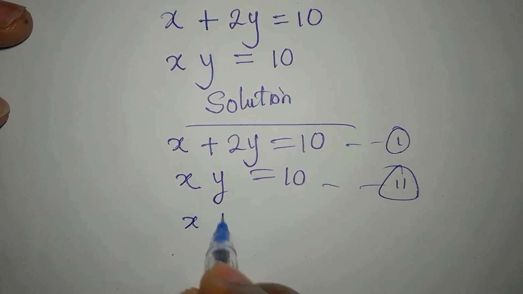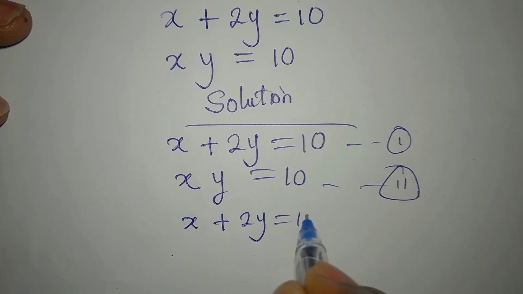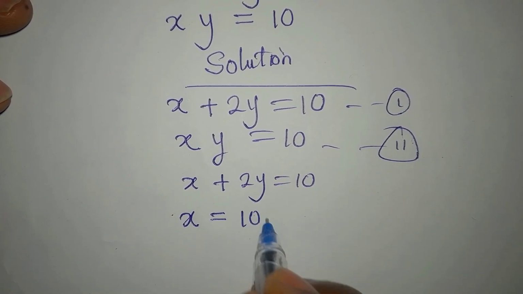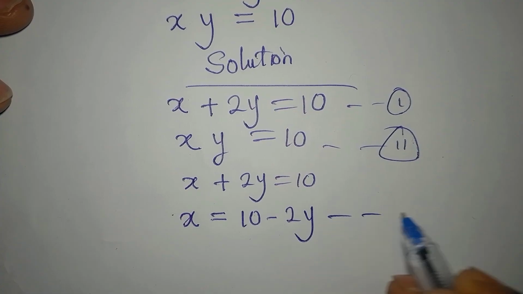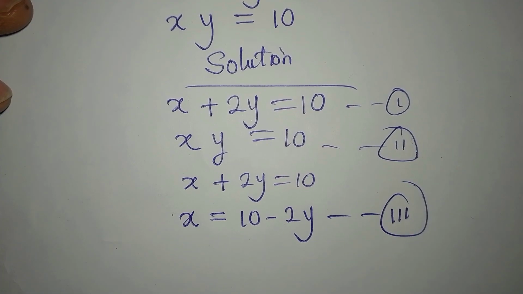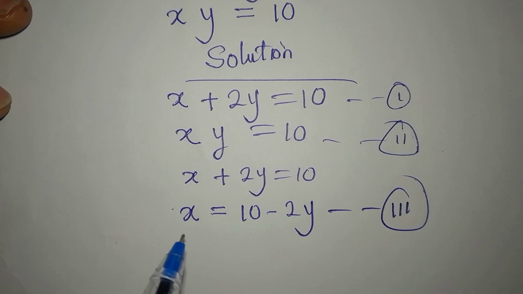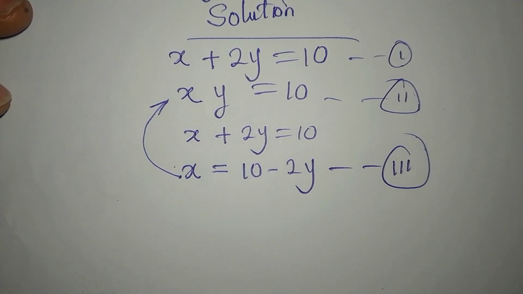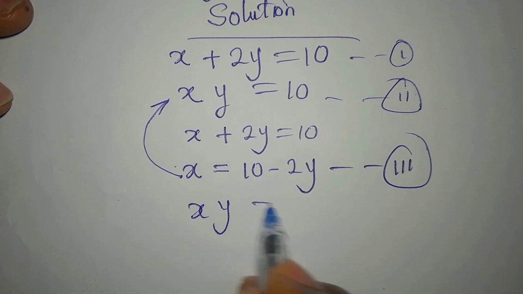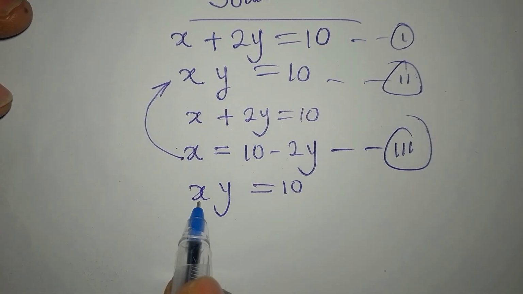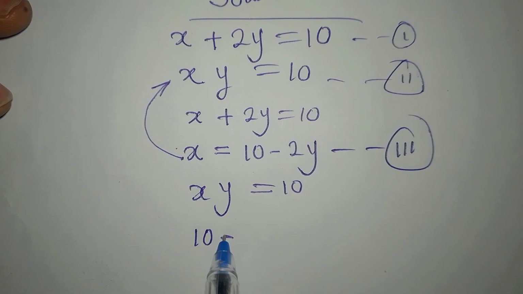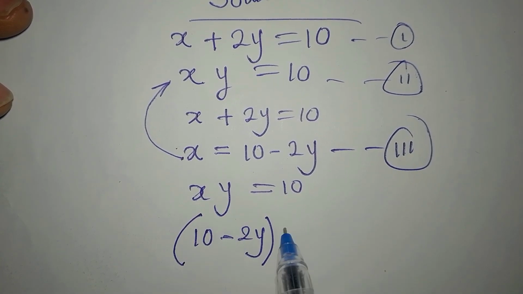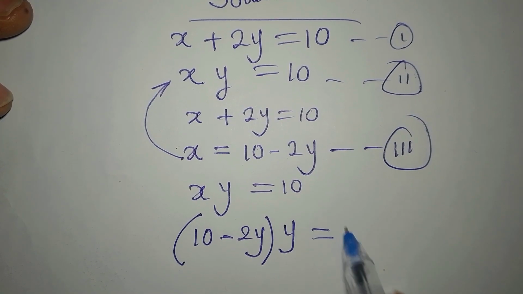From this equation, x plus 2y equals 10, I can have x as the subject so that I will have 10 minus 2y. This will become our equation 3. Now put this equation 3 into equation 2. What is our equation 2? xy equals 10, right? Now in place of this x, I'm going to write 10 minus 2y. Then this y will still be there, and everything is equal to 10.